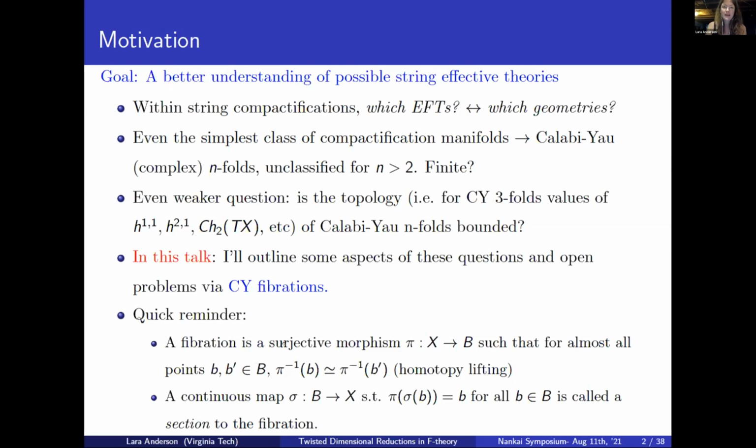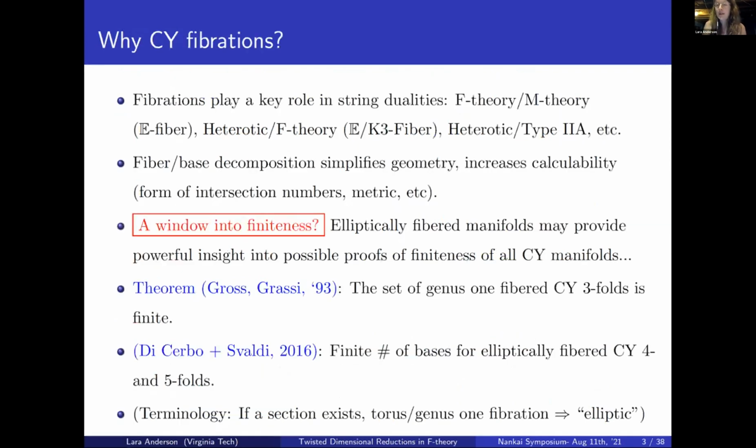Okay. So why consider Calabi-Yau fibrations? This appeared in both James's and Washington's talk yesterday, so I apologize for a little bit of repetition from those two, but hopefully I'm going to hit slightly different points. For starters, from a field theory point of view, we understand that fibrations play a role in many different string dualities. For example, F-theory and M-theory require the existence of elliptic fibrations. Heterotic F-theory duality involves elliptic and K3 fibrations, heterotic type 2A, and so on.